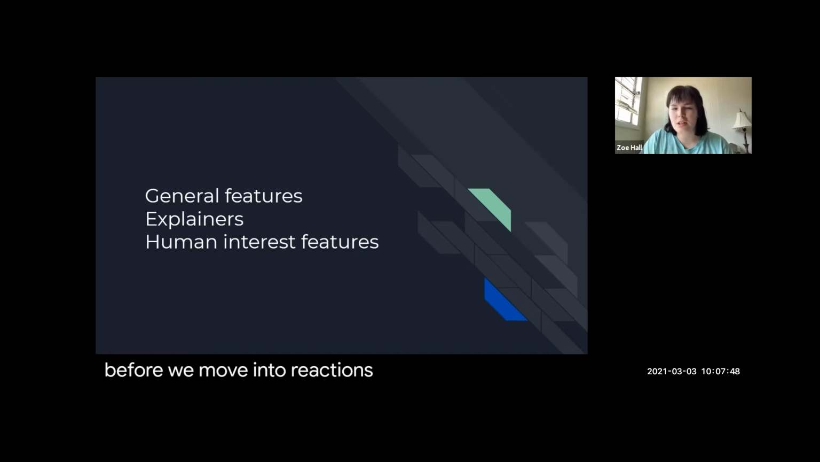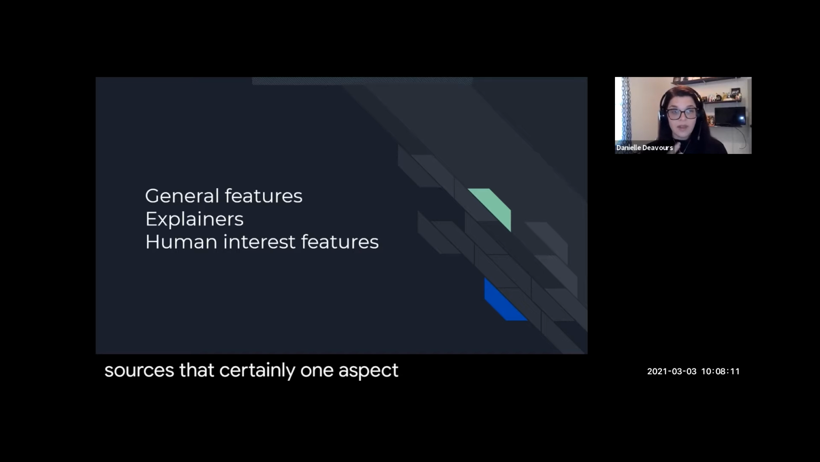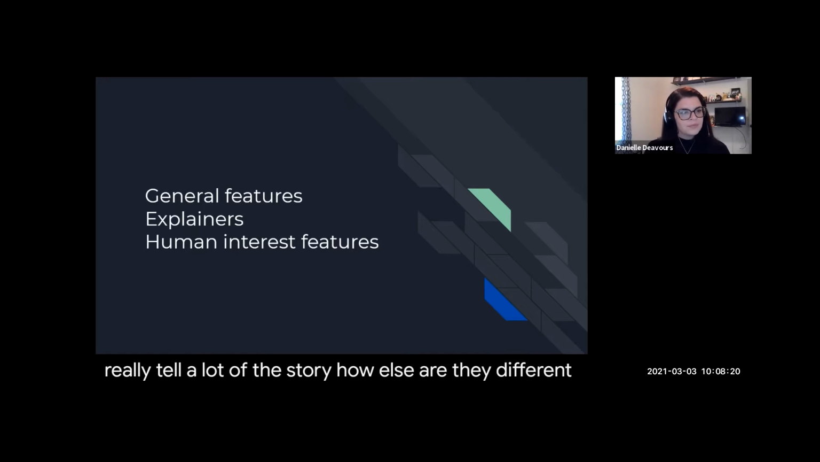I think that features typically involve a lot more narrative, not just all facts. When it comes to hard news pieces, you're answering the who, what, where, all that. But with features, it's a lot more dialogue, if that makes sense. Yeah, we rely very heavily on sources. That's certainly one aspect that features are different from, and allowing your sources to really tell a lot of the story. How else are they different?